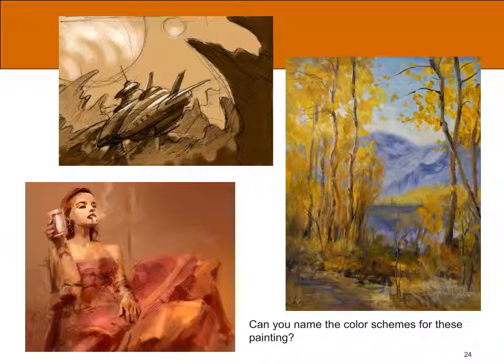You should be able to look at these three paintings and know which color scheme they belong in. Take a look at them and identify which color scheme: monochromatic, analogous, or complementary.